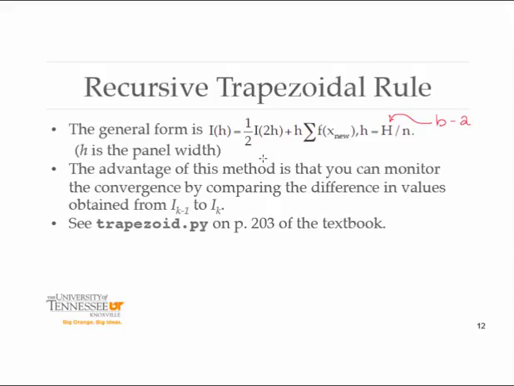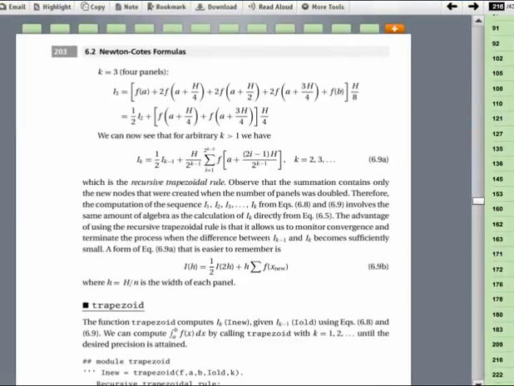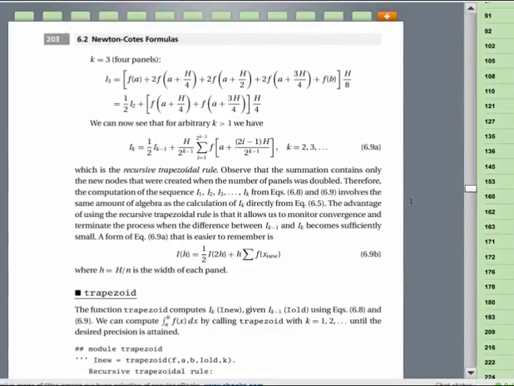And of course, you can then monitor the convergence by comparing the differences between I sub k minus 1 and I sub k. As you keep doubling the number of panels, at some point you're going to exhaust the ability to get a better and better approximation of the integral. So at some point you can just say, well, there's not much difference between I sub k minus 1 and I sub k, and I'll stop.